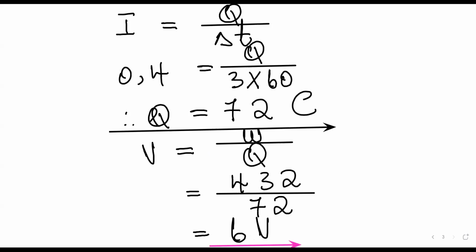But the light bulb is a resistor, right? And there's only one resistor in the circuit. And since it has a potential difference of 6 volts, then it means it's still the same as the potential difference across the battery. That's what we say. Over and out.